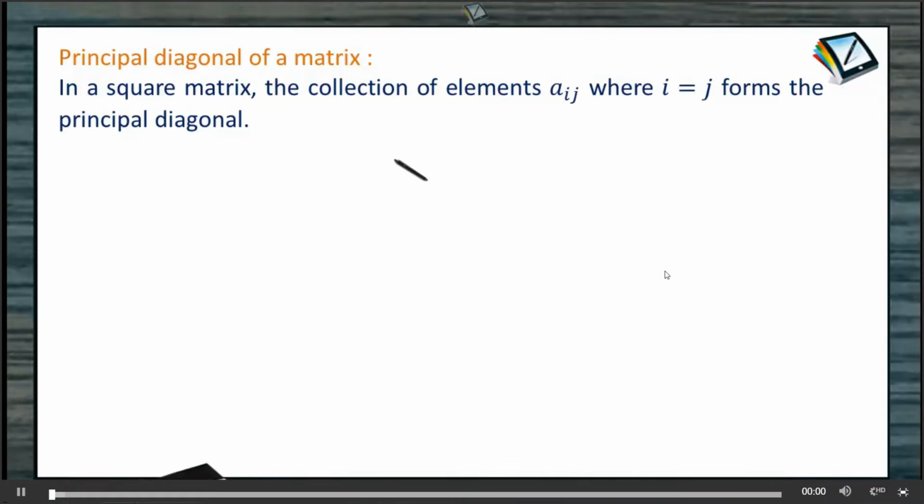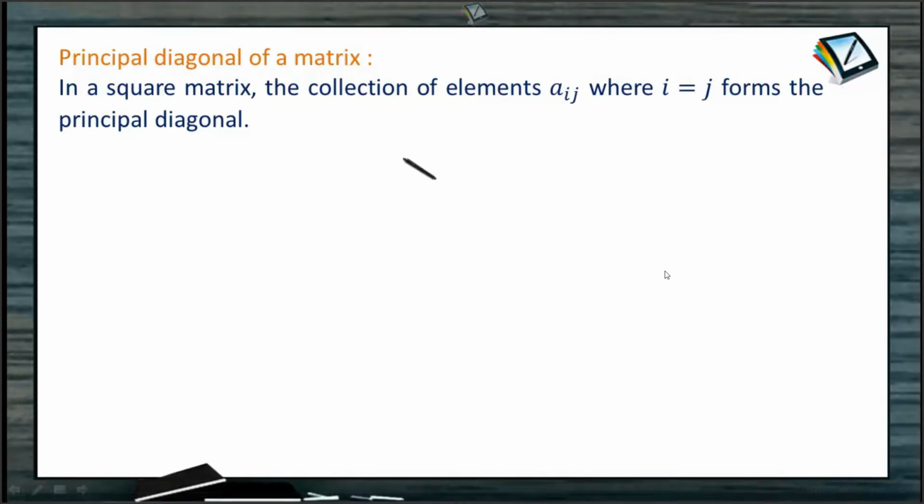Now here is an important characterization of a square matrix. Particularly, the principal diagonal of a matrix is valid only in a square matrix. In a square matrix, let us see what the principal diagonal is. The collection of elements Aij where i and j values are equal forms the principal diagonal.